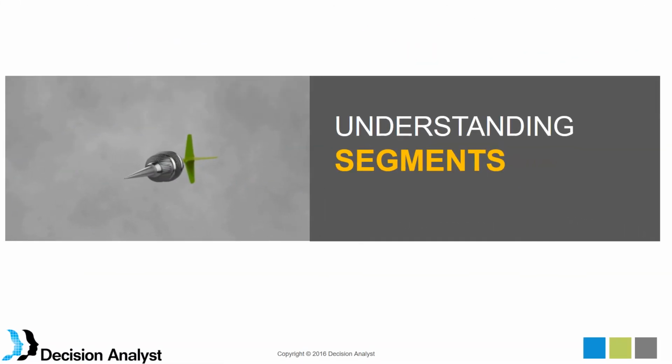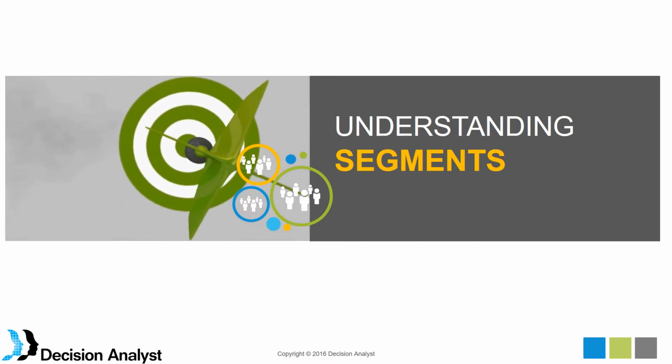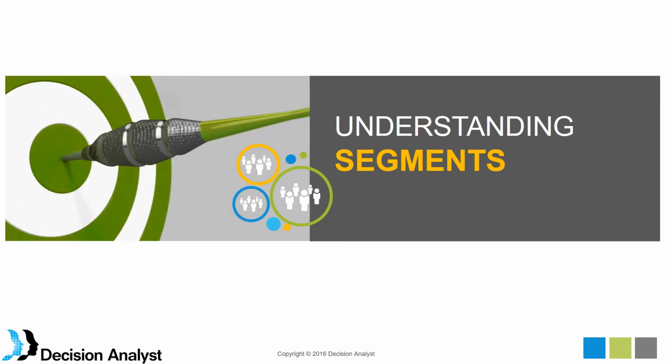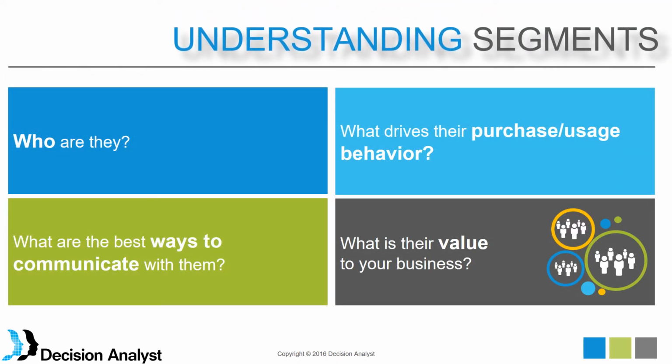Well, so now we know how to derive our segments, and we have our segments. We now need to understand them. So we ask 4 major questions. The first one is we need to know who are they. Then we need to know what makes them tick, what is driving their behavior. And then we need to find out how should we talk with them. And perhaps the most important is, what is their value to your business?